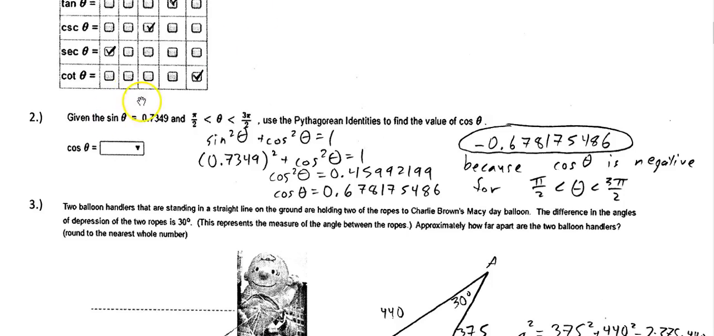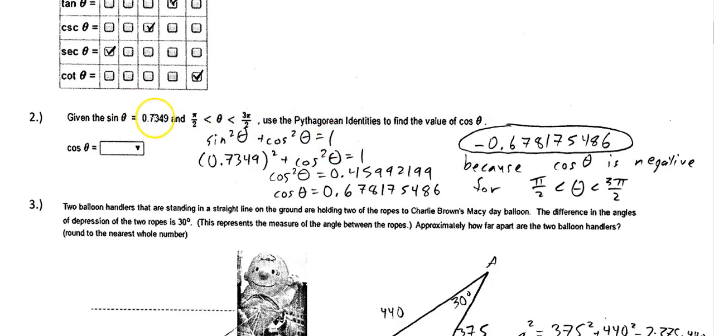The second question has given us the sine value, and then they've also told us which quadrants we're dealing with. So we're somewhere on the left-hand side of the unit circle between pi over 2 and 3 pi over 2. And then they mentioned that they want us to use the Pythagorean identities specifically to solve for cosine. So instead of trying to draw a triangle out of this, we'll only get our exact answer if we use the Pythagorean identity, sine squared plus cosine squared equals 1.